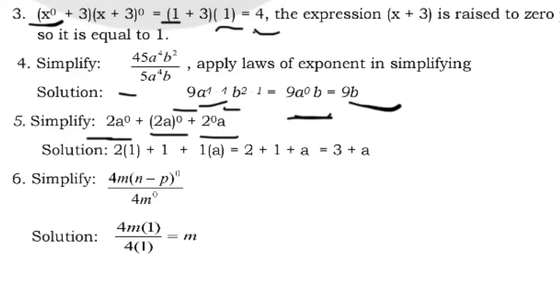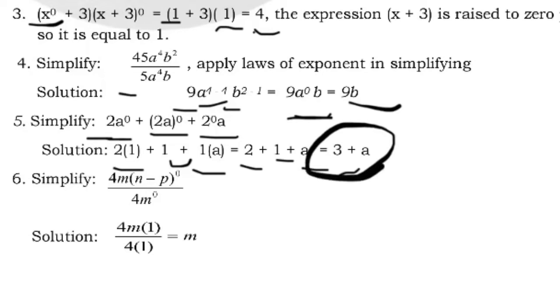So a to the power of 0 here is 1. So you're going to have 2 times 1. Then 2a raised to the power of 0 is 1. Then 2 to the power of 0 is 1, then times a. Okay? 2 times 1 is 2. Then plus 1, then times 1 times a is a. Then 2 plus 1 is 3. So you're going to have your answer as 3 plus a.